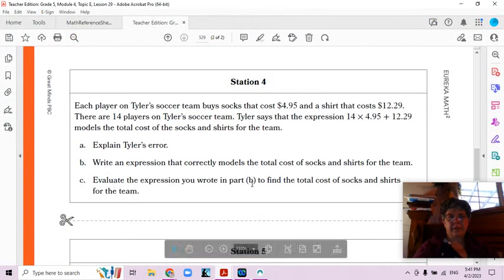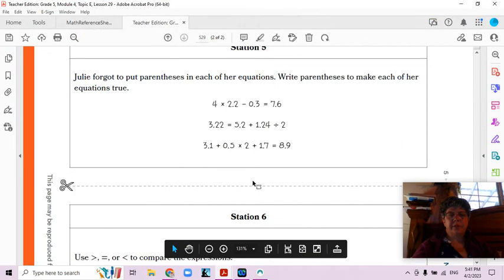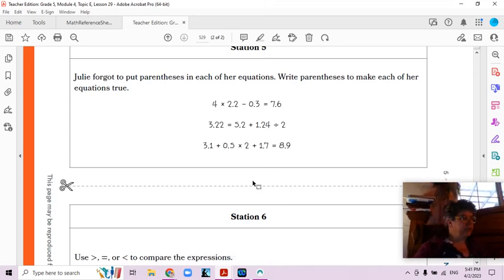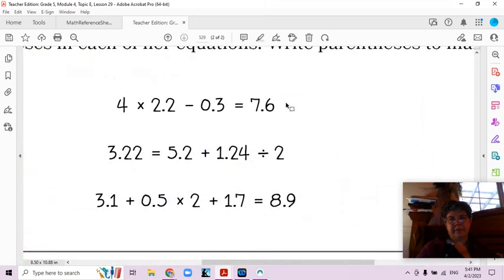Awesome. Okay, let's go on to station number 5. Only 2 more to go. Julie forgot to put parentheses in each of her equations. Write the parentheses to make each of her equations true. Now, this is the kind of problem that takes a little bit of time and energy because you have to look at it, and there's 3 different ones here, right?